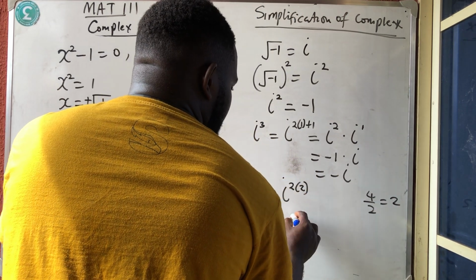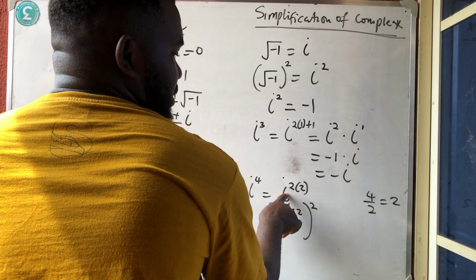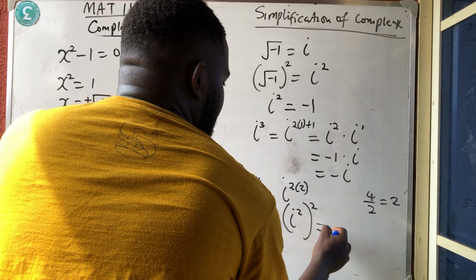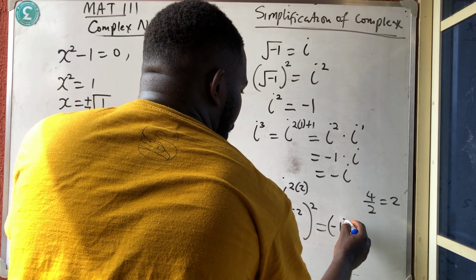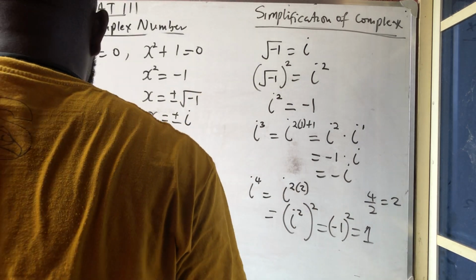So this is equal to i raised to power 2, then all raised to power 2. You can write it as i squared like this, then all raised to power 2. 2 times 2 will still give you 4. And i raised to power 2 is minus 1, all squared, which will give you 1. Okay?